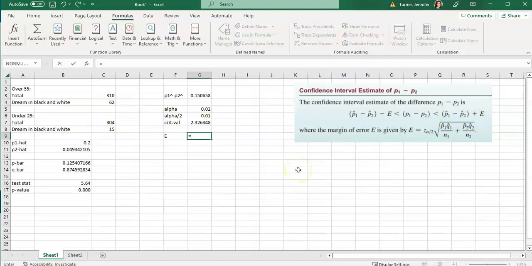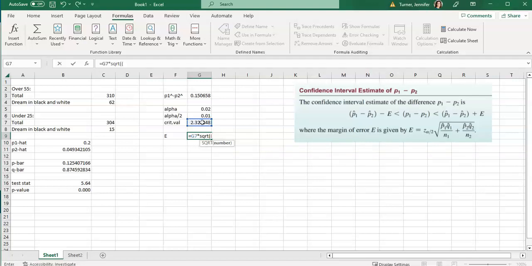So we start with an equal sign. The first thing is the z alpha over 2. That's the critical value. So we just click on this. That's going to be times the square root, SQRT, of, starting with the open parentheses, those two fractions added together.